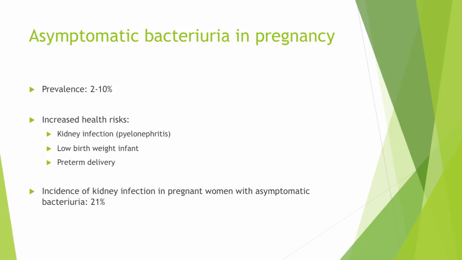Prevalence is the proportion of a population with a condition, which in this case is 2 to 10% for asymptomatic bacteriuria in pregnant women. There are also increased health risks for these women. You can have kidney infection, pyelonephritis, low birth weight infants, and preterm delivery. We also look at the incidence, which is the risk of developing a disease in a population in a given period of time, of kidney infection in these women, and it's also high, it's 21%.